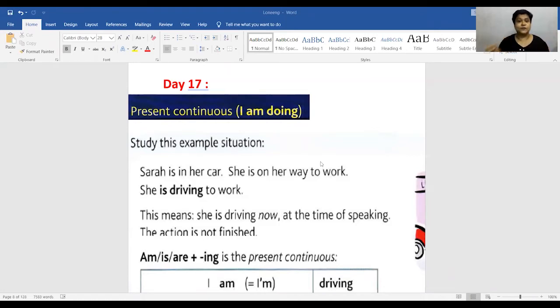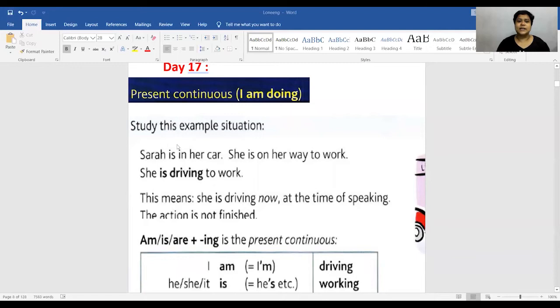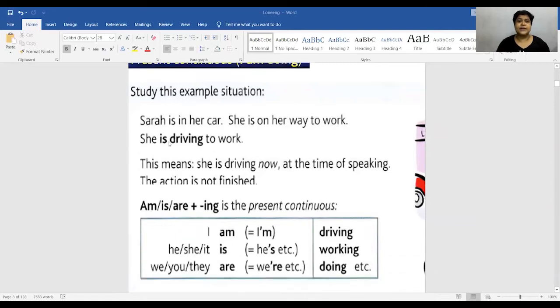Now let's take a look at a few examples. For example, do, you will say, I am doing. All right. So study this example situation. Sarah is in her car. She is on her way to work. She is driving. So what does she do? She drives to work.